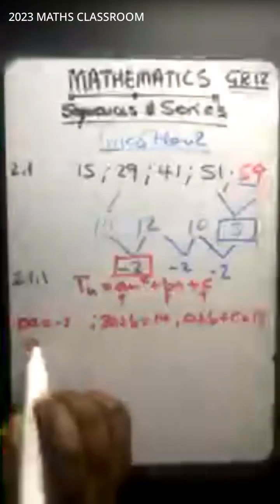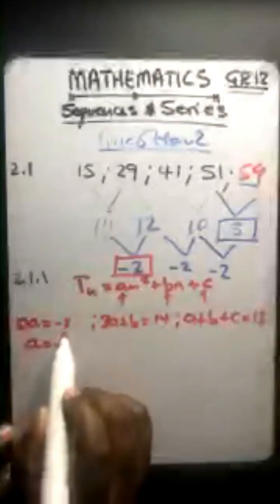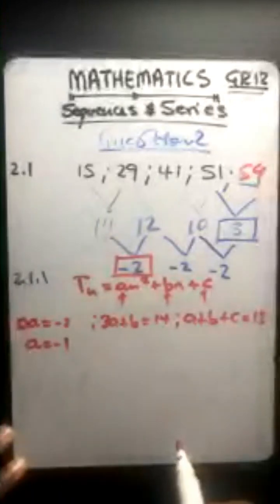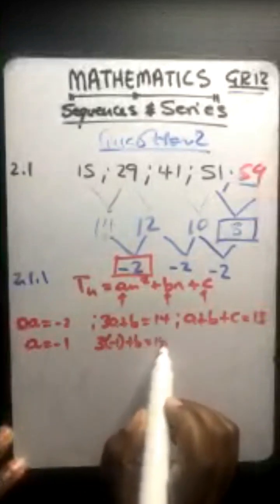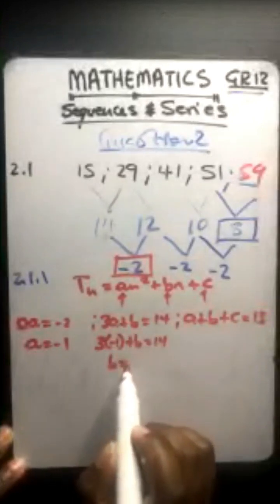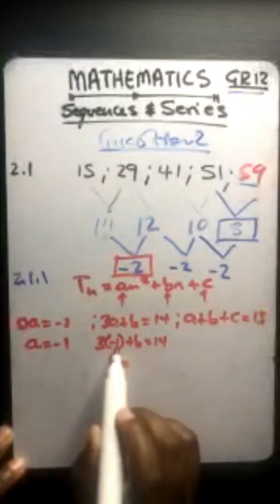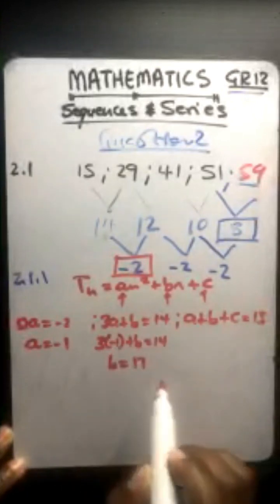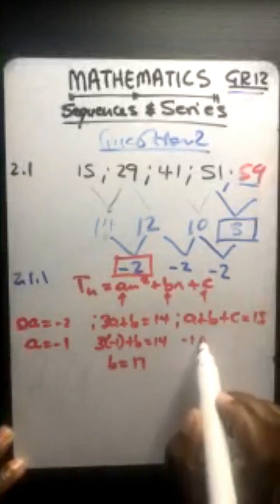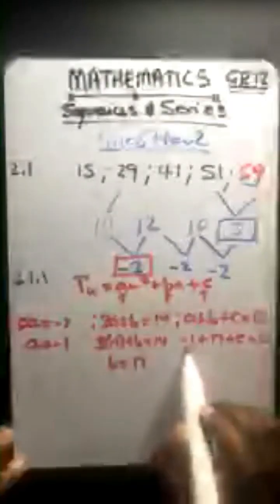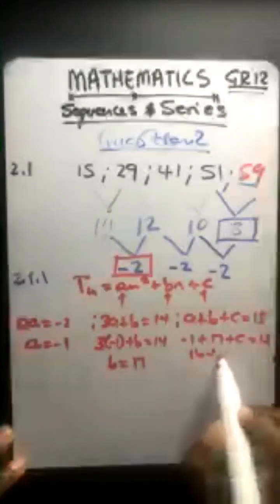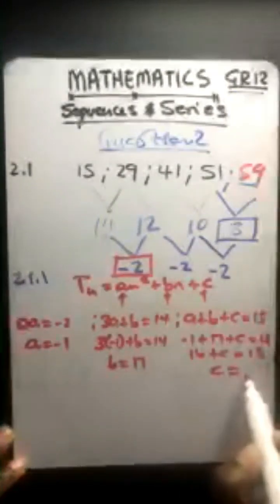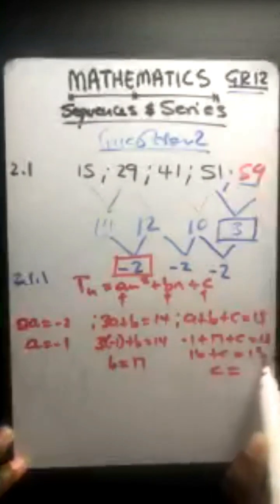Let's see. A is equal to -1. So here we have 3 times -1 plus B equals 14. Then B is equal to, -3 to the other side, it becomes +17. So that means we have -1 plus 17 plus C equals 15. Then that is 16, plus C equals 15. C is equal to, you take that to the other side, 15 minus 16, which is -1.